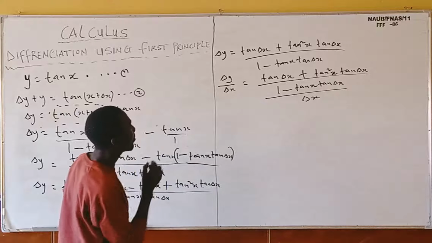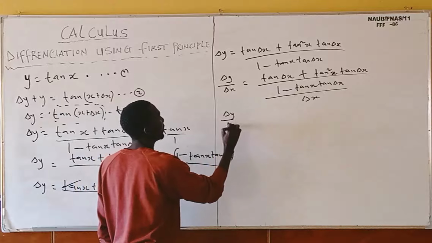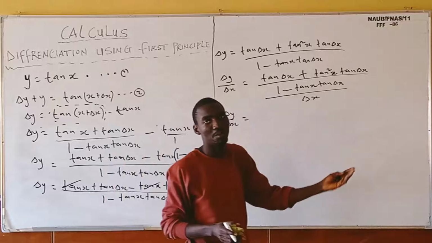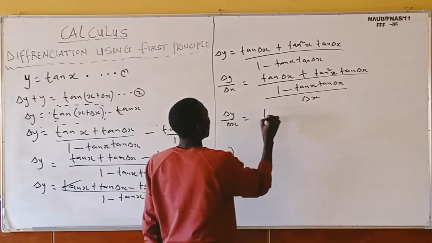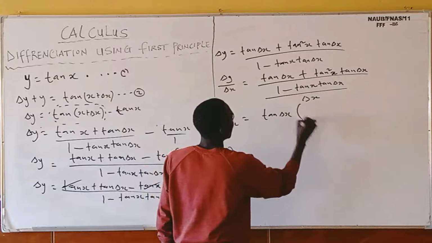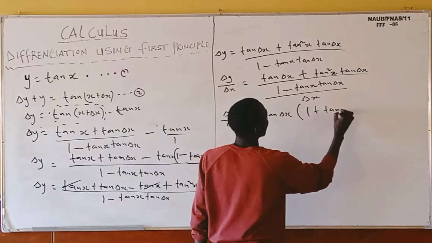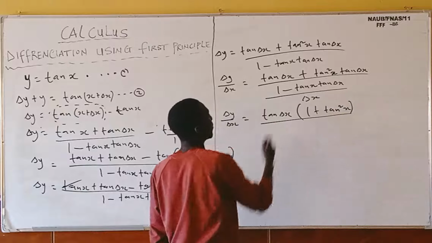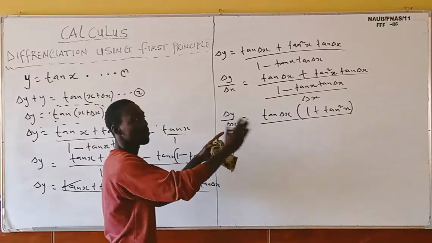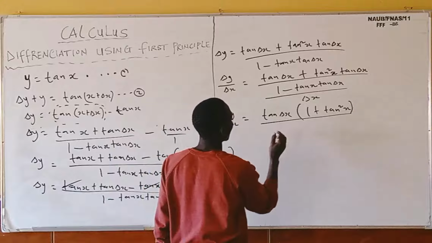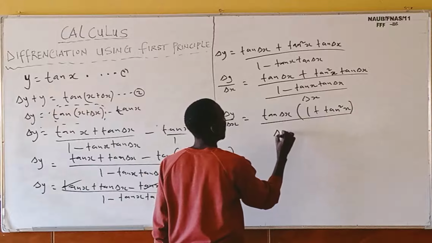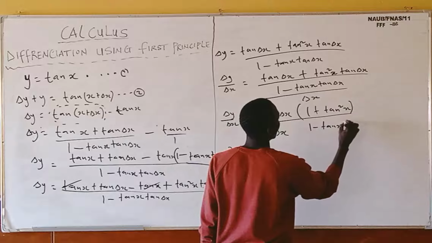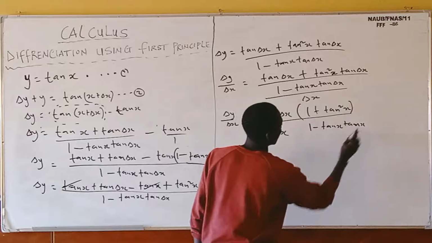So now change in y all over change in x will be equal to, now if you look at this, tan change in x is common. We can factor it out. So it's going to be tan change in x into 1 plus tan squared x, all over 1 minus tan x tan change in x. See what is here, I can decide to split it. What is here I can rewrite by putting my change in x here, and then this one will come back here, 1 minus tan x tan change in x.